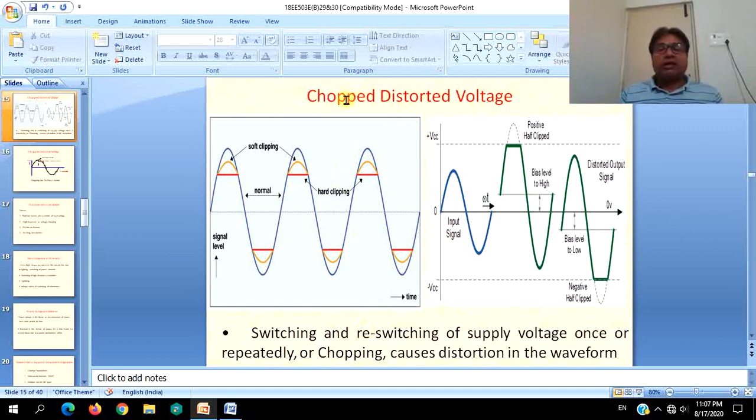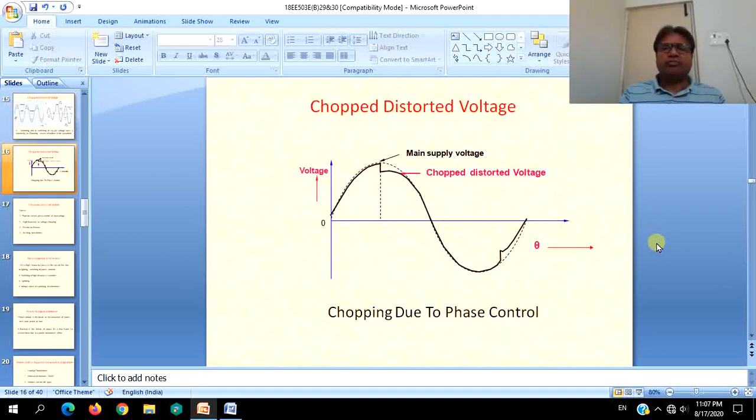And this sharp distorted voltage will result due to the switching and reswitching of the supply voltage. Continuous switching and reswitching of the supply voltage once or repeatedly, or chopping. Chopping is what we have discussed, that is AC to AC chopping. These things cause distortion in the waveform. Again, due to this, the operation of the load gets deteriorated, so we have to nullify this effect, sharp distorted voltage. Again, the waveform is shown where some portion of the waveform is cut off during this duration only. So the voltage waveform is chopped.